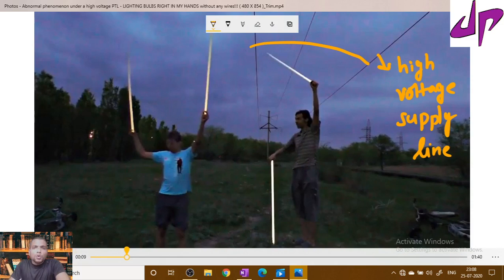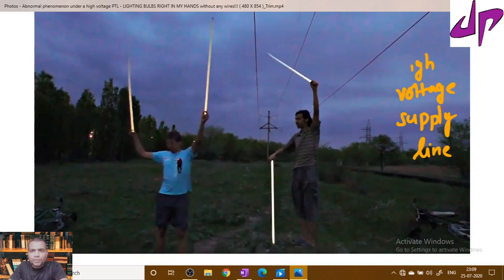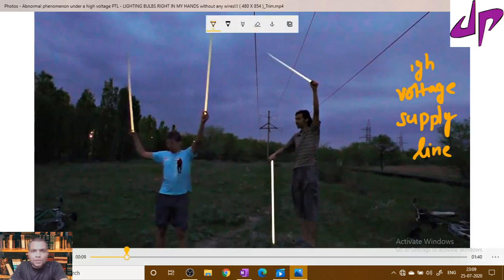Now, a huge amount of current is passing through these wires, so that creates an electric field in all this environment. That electric field has a potential at each point. Now, to glow this bulb we require a potential difference, and that potential difference is supplied by these high voltage lines.